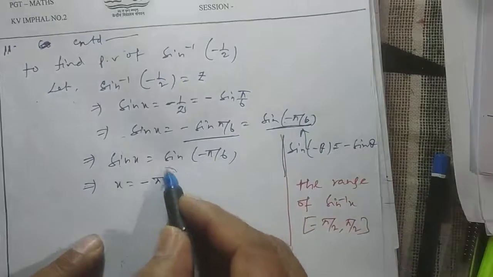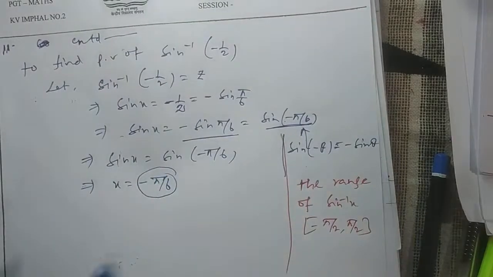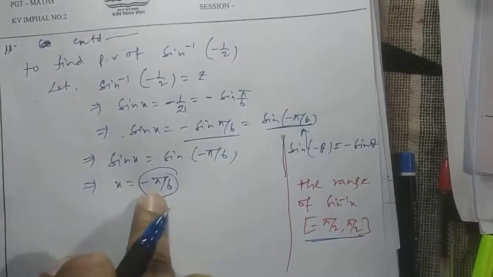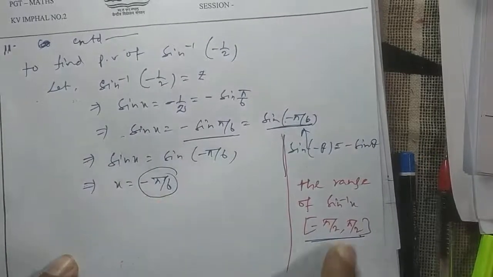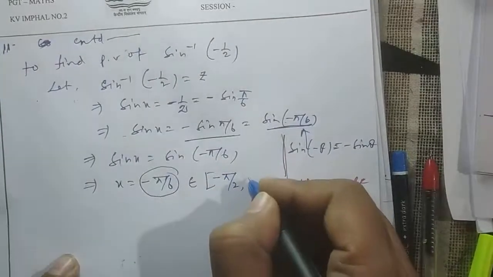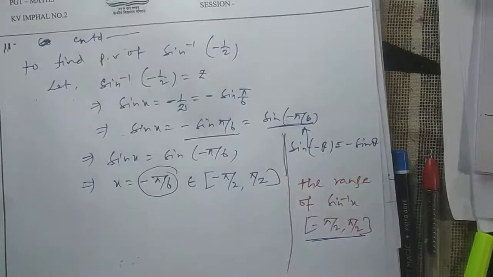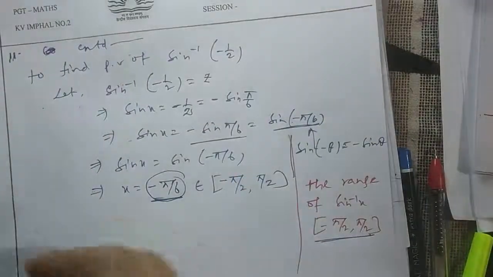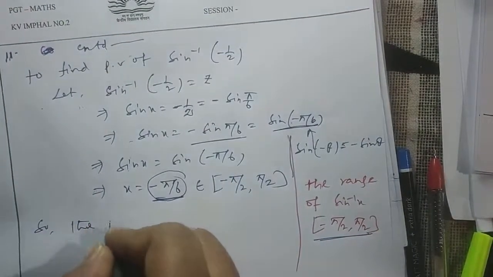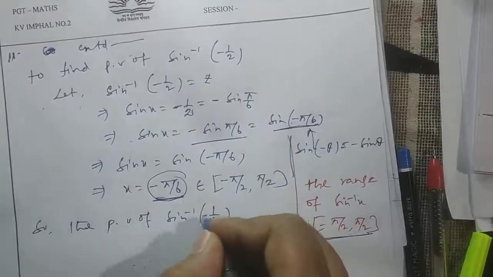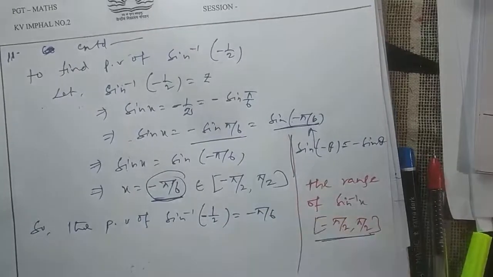Now we have to check whether this minus pi by 6 belongs to the range of sin inverse x or not. Yes, it is clearly seen, this minus pi by 6 belongs to the interval minus pi by 2, pi by 2, which is the range of sin inverse x. So it is the required PV of this ITF. So the PV of sin inverse minus half is minus pi by 6. Understood?